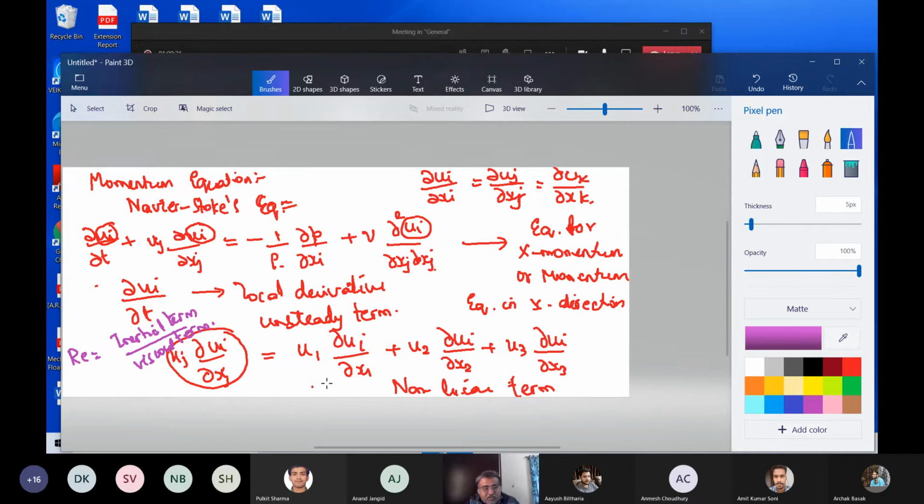This you have understood. The local derivative is over. The non-linear term is over. Now the right-hand side. Basically, you should know that this equation is just F equals ma. The left-hand side represents ma. There is no m because in a fluid, we never talk about m. We talk about density. We never talk about the volume. Everything is talked about per unit volume.